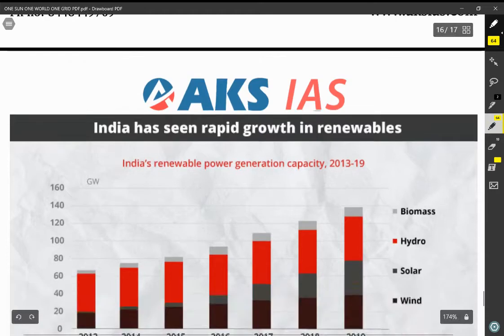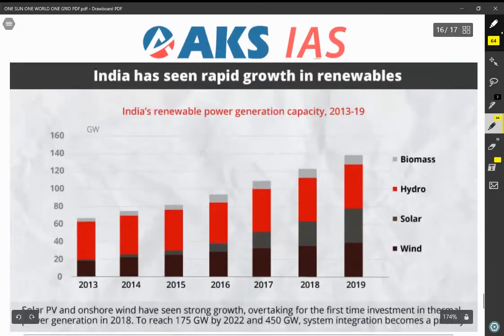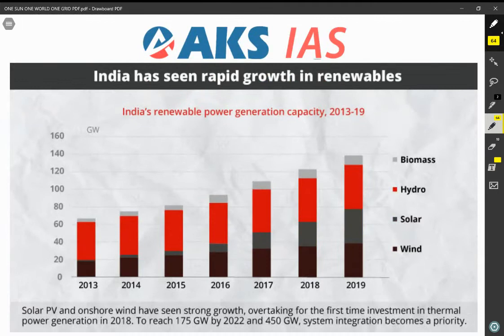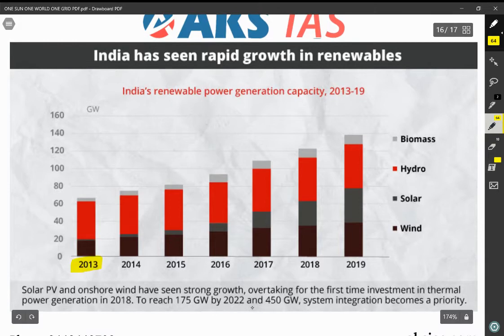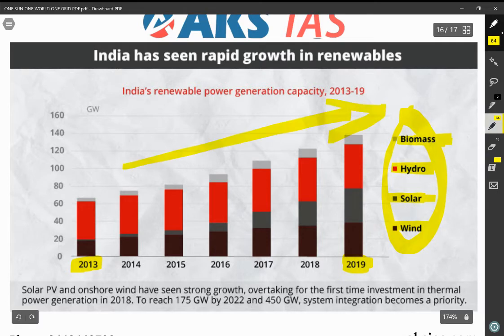In this infograph, you can see that India has seen rapid growth in the development of the renewable energy sector. You can see from 2013 how the situation improved in 2019 across all the renewables, namely biomass, hydropower, solar power, and wind power. There has definitely been an increase if you compare the year 2013 to 2019.